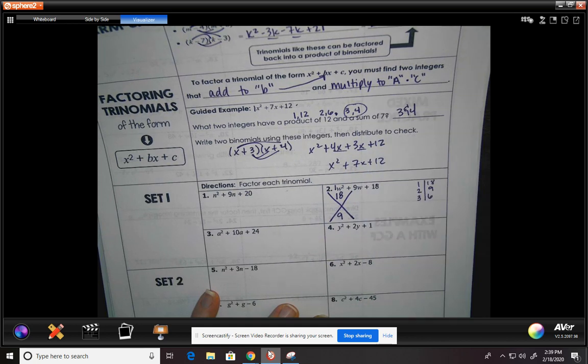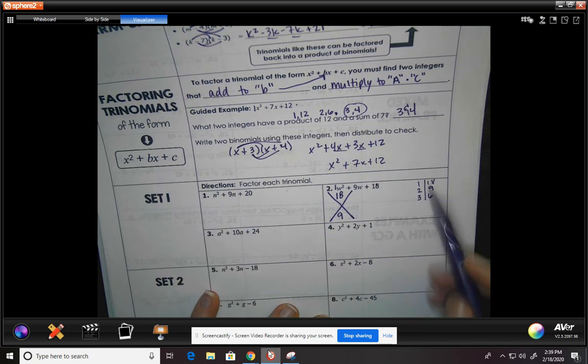Don't use 4 because it has a decimal. Don't use 5 because it has a decimal. And if you notice 6 and 3, we've already written that. It's just that they flip the order. So those are the only numbers, and now I need the one that adds to 9. Well, 1 and 18 cannot add to 9. 2 and 9 will never be able to add to 9. 3 and 6 can add to 9.